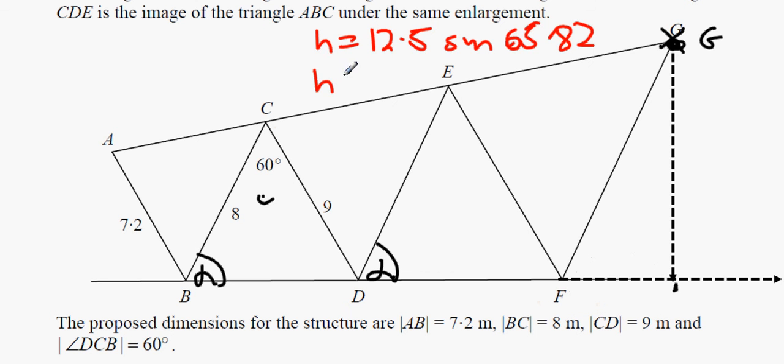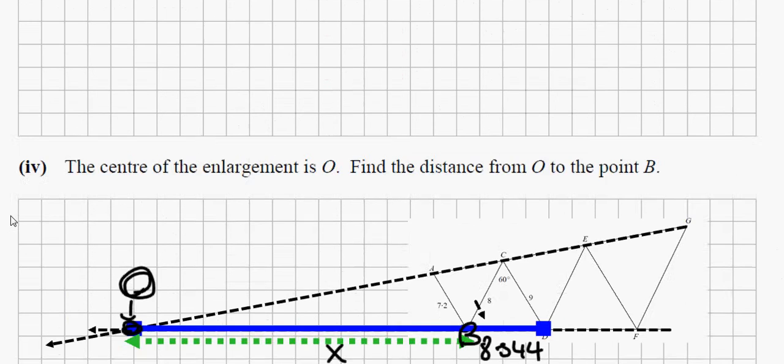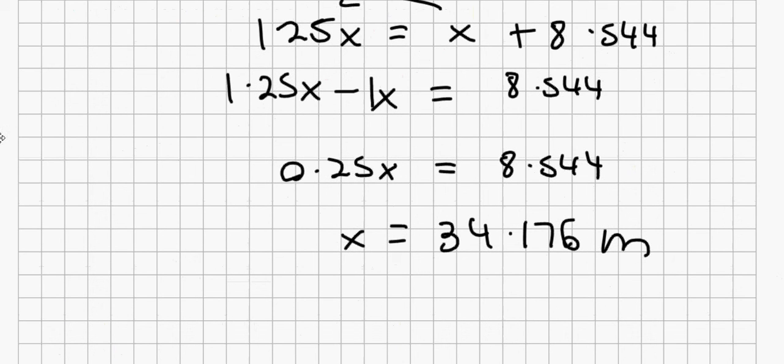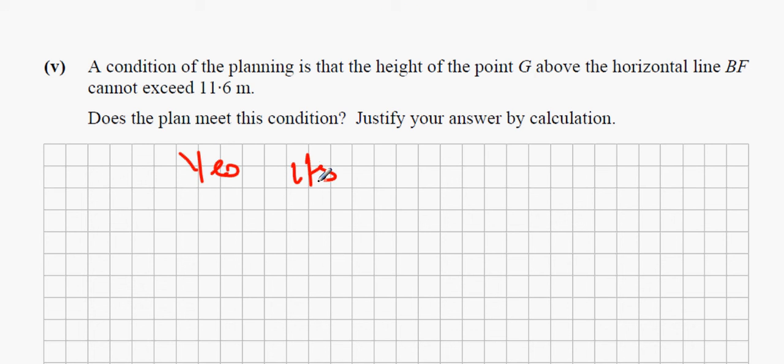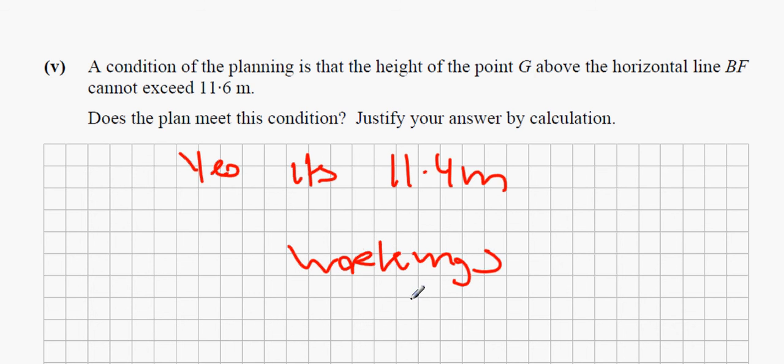So see now, 12.5 multiplied by sine 65.82, and height is 11.4 meters. Okay, so it's just above, it meets the condition. It's 11.4 meters, which is below what they were looking for. Does it? Yes, it's 11.4 meters. Now remember to put all your workings in here, the workings I did on the other page. Okay, so this is where your workings are going.